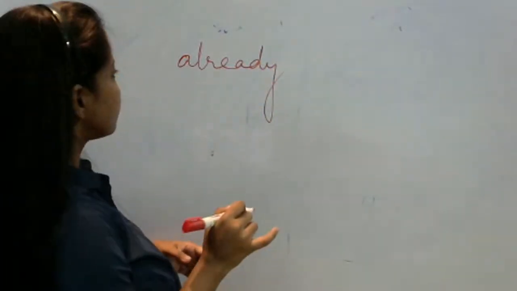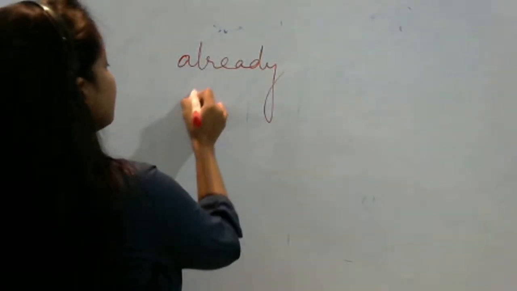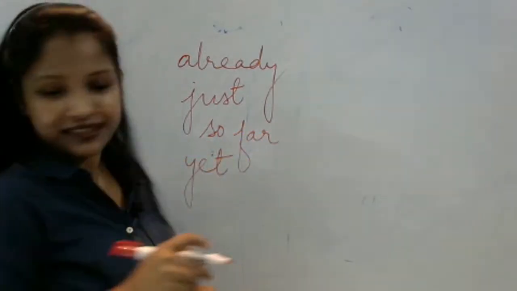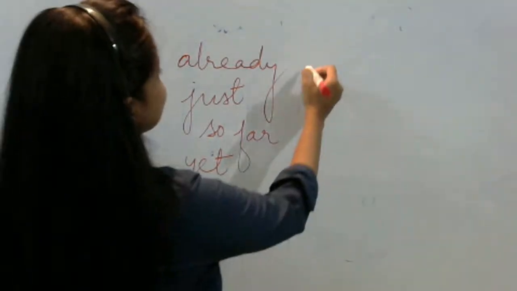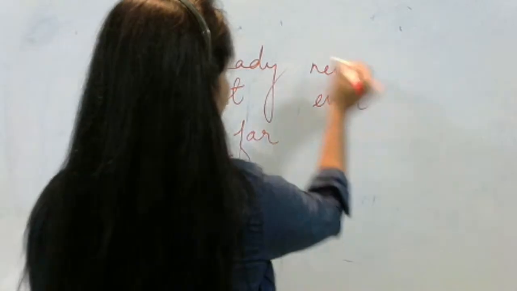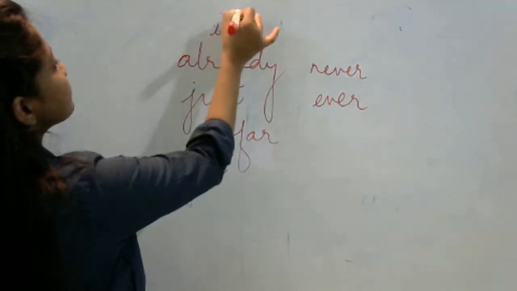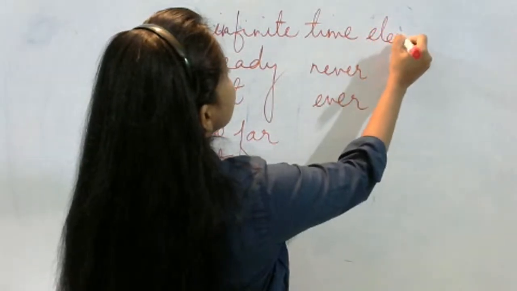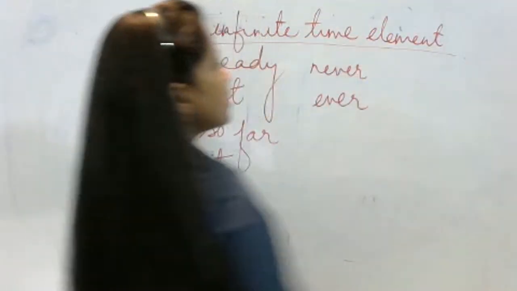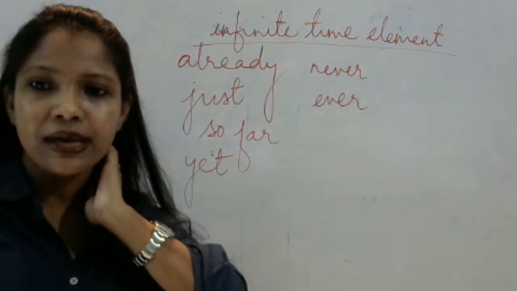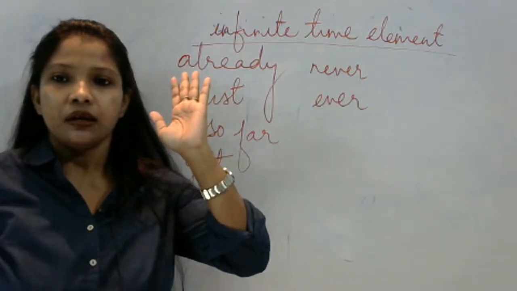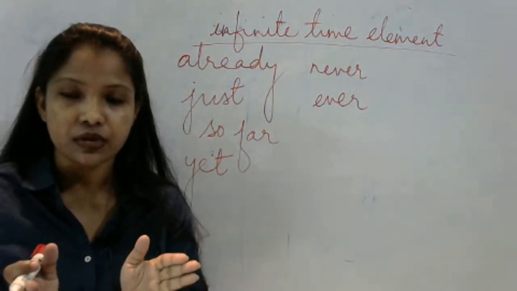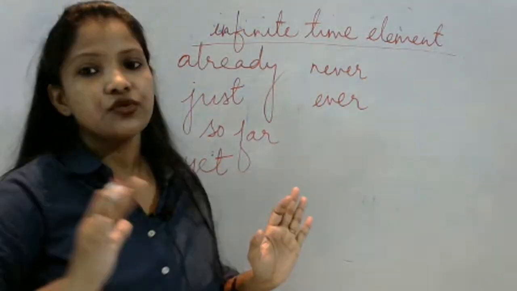Where is it visible? Just, so far, yet, never, ever. Now these are called infinite time elements. Infinite time element means there is no specific time. If I say just or already, no specific time has been used. So only these time elements are used with present perfect tense.